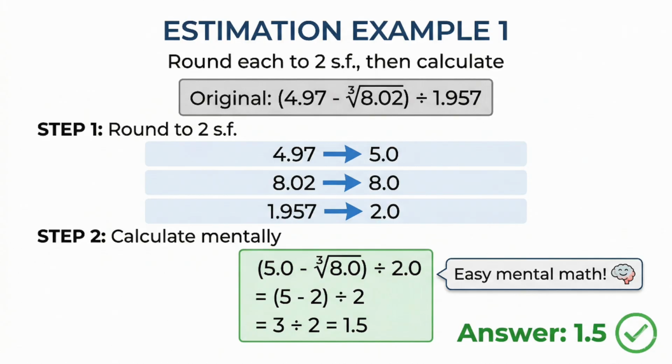Step 3. Calculate in your head. The cube root of 8 is 2. 5 minus 2 is 3. 3 divided by 2 is 1.5. Done. Our estimated answer is 1.5. No calculator needed, and it took about 10 seconds.